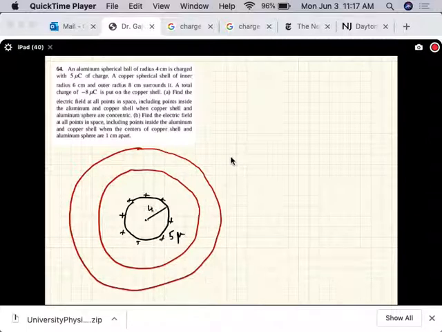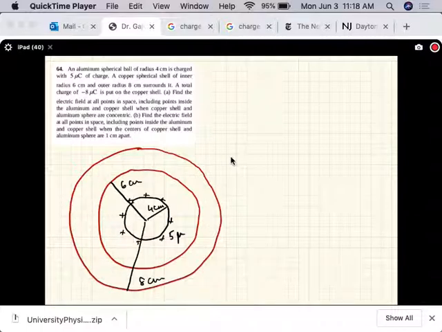And this was 4 centimeters. This is 6 centimeters. And this is 8 centimeters. Now there's a total of minus 8 microcoulombs on the outer shell.